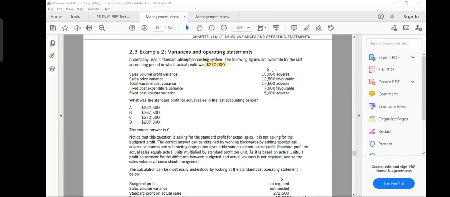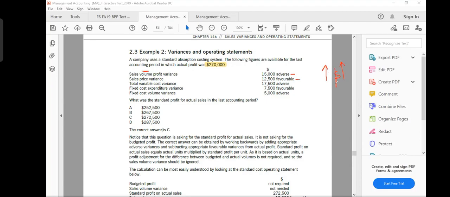You should be able to make a picture of that. This 15,000 adverse means that I am losing 15,000 as a result of selling a lesser number of units. That lesser number of units multiplied by the profit per unit, this number 15,000 comes in. Sales price variance favorable. It means that 12,500 you made more profit because you probably increased your price.